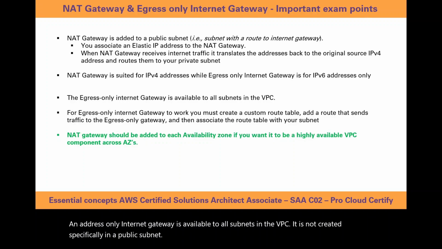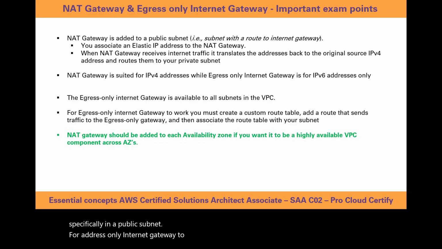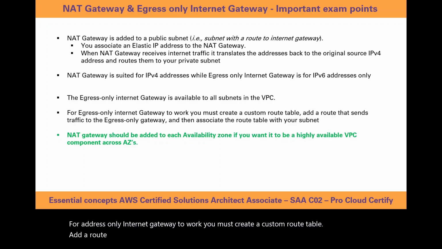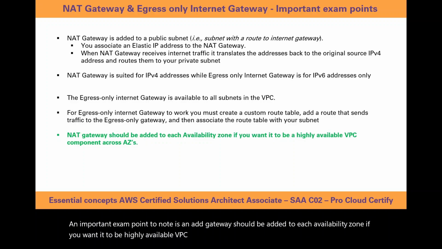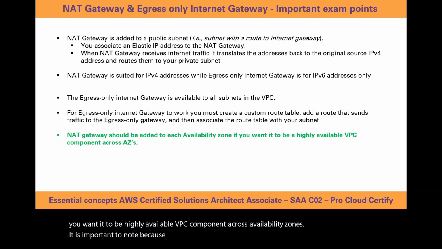For egress-only internet gateway to work, you must create a custom route table, add a route that sends traffic to the egress-only gateway, and then associate the route table with the subnet. An important exam point to note is a NAT gateway should be added to each availability zone if you want it to be a highly available VPC component across availability zones. This is important to note because NAT gateway is not automatically available for all availability zones.